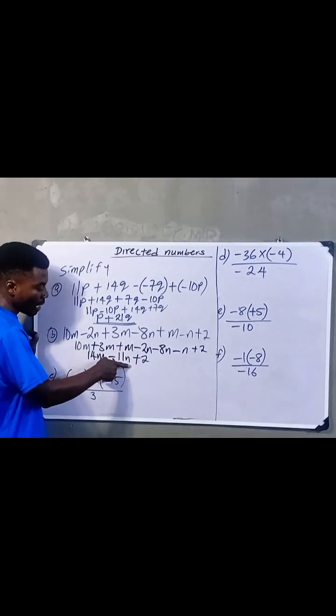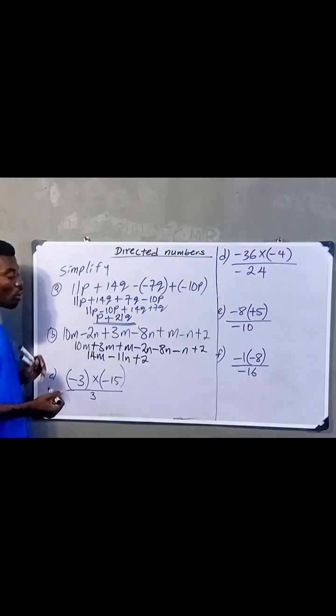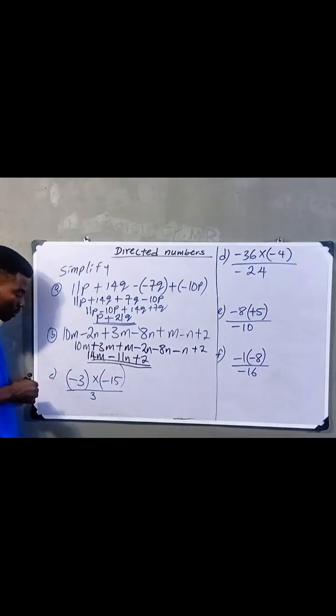So these have n, these have m, this does not have any alphabet. So at this point, there is nothing we can do about it. Reason being that they are not similar. This becomes the final answer.